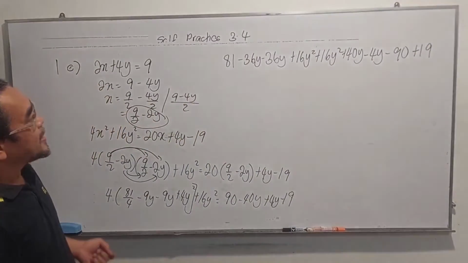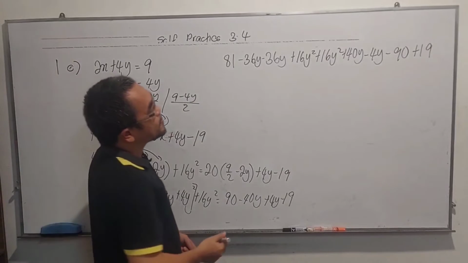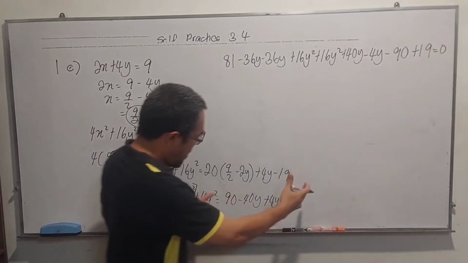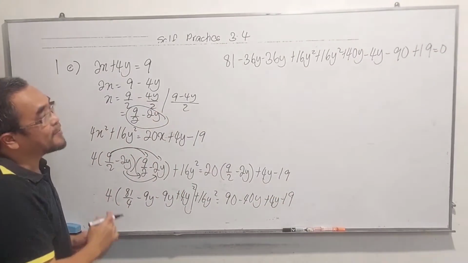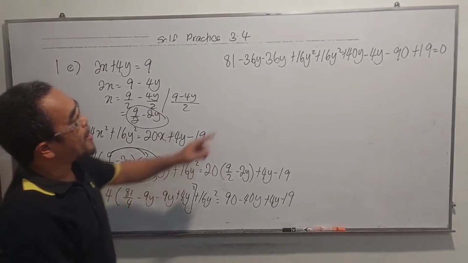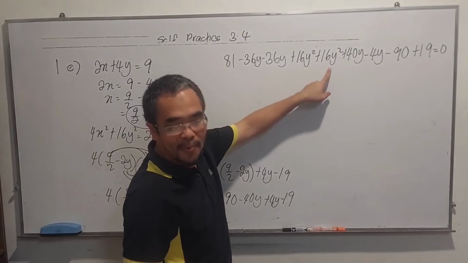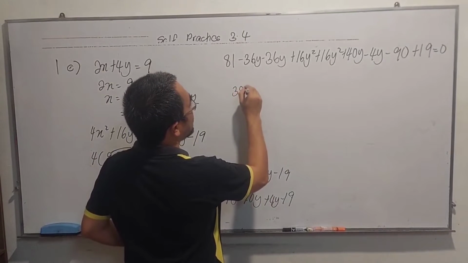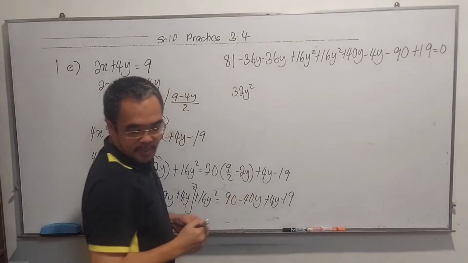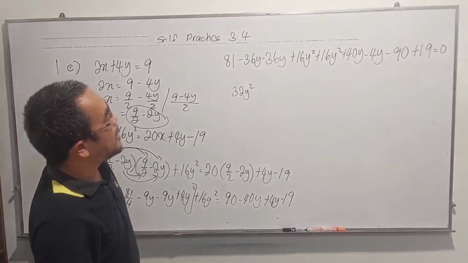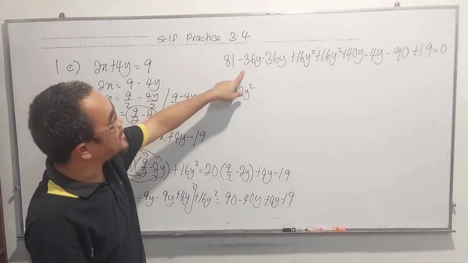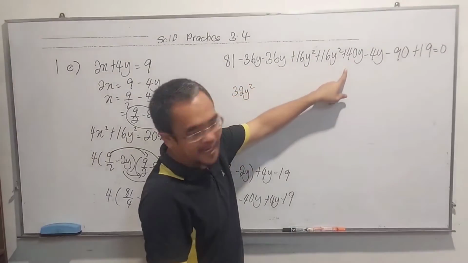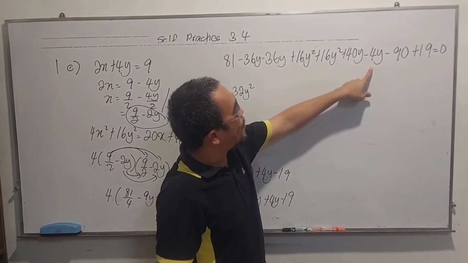Alright. Then equal to 0. Do not forget about that, because you are bringing everything to the left side. Okay? So combine 16y squared plus 16y squared will be 32y squared. Then you have to help me. Minus 36 plus 40 minus 4.